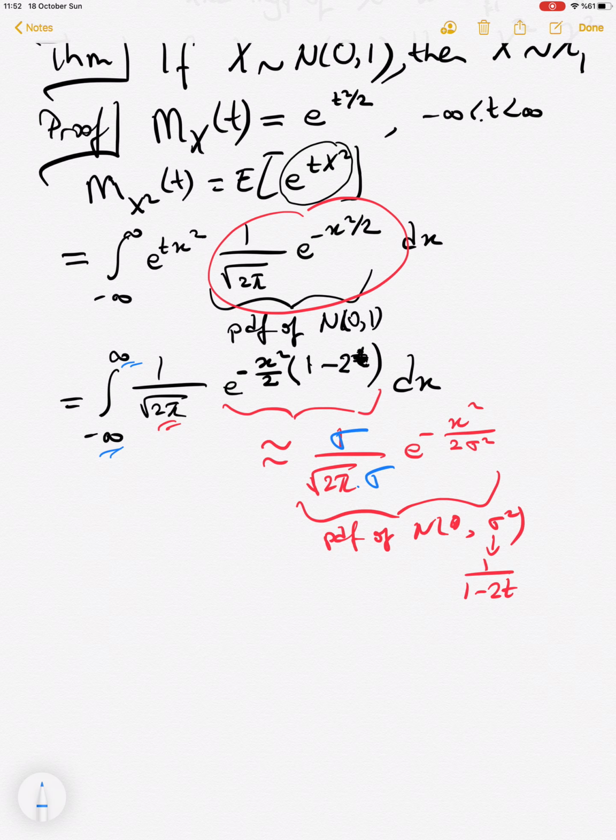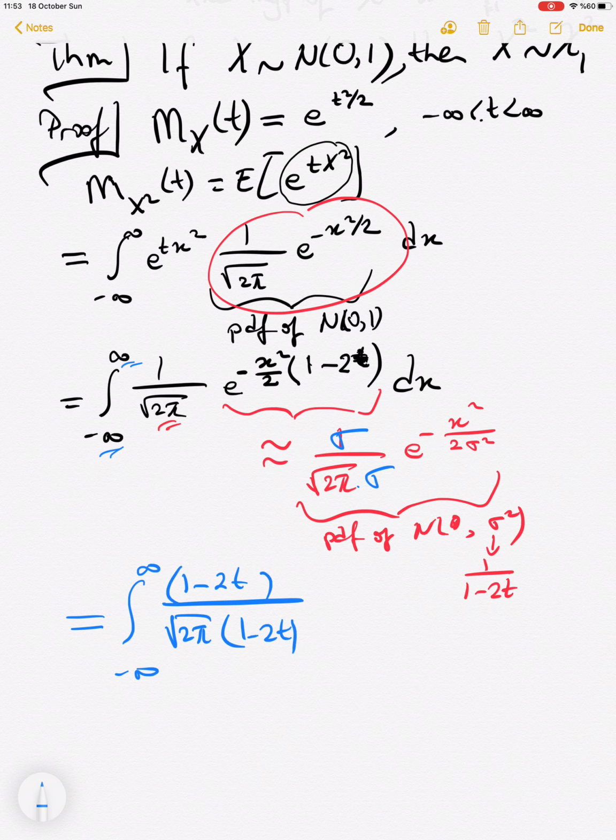Okay, and then what we have here. So when we write it this way, we will have 1 over 2t and 2 pi 1 over 2t, right? And then we have e to the minus x squared over 2 times (1 minus 2t), dx, not dt. Okay, so this will give us the form.